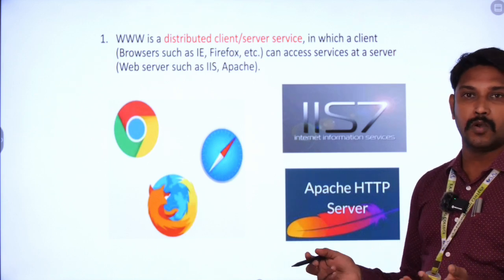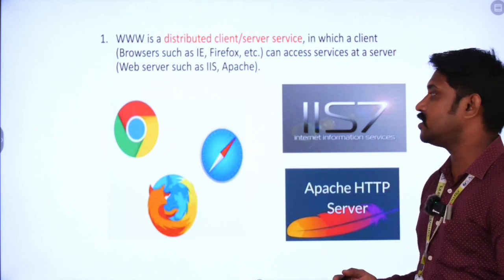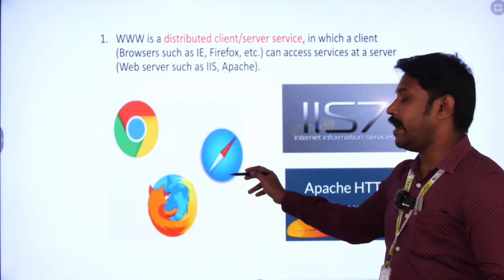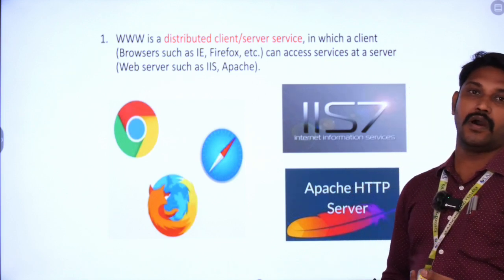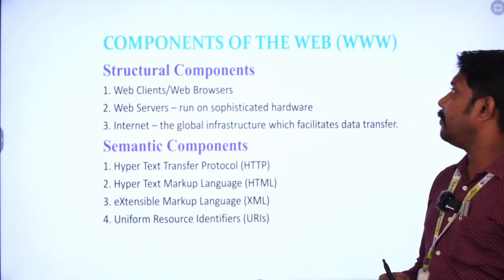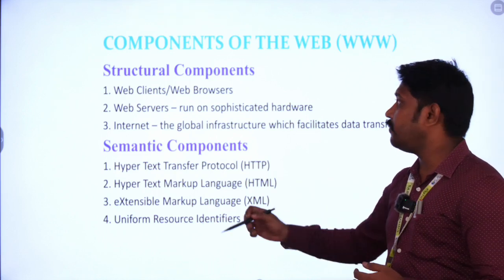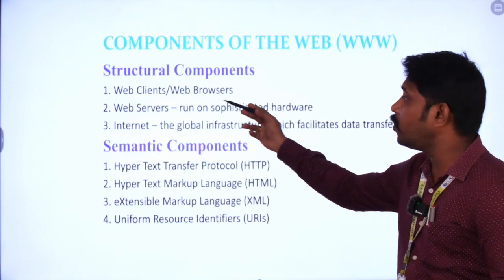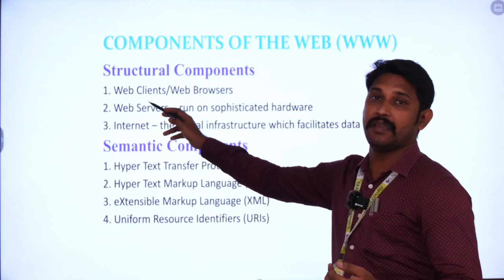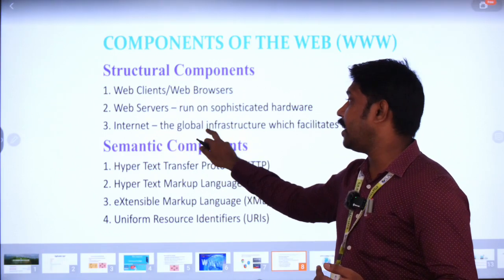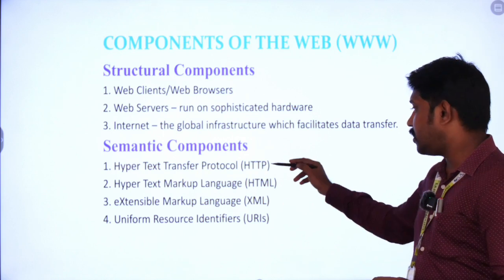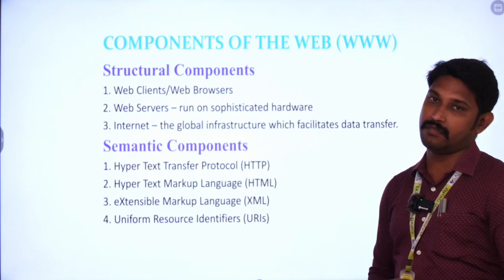Most of the latest browsers that we use, such as Chrome, Mozilla and Internet Explorer, work with the help of the URL address. The basic components of WWW are structured components where, as I told you, we have a client system and a server system. The client is connected to the server system with the help of the internet, and we have semantic components. These are the main components that you use in a web application.